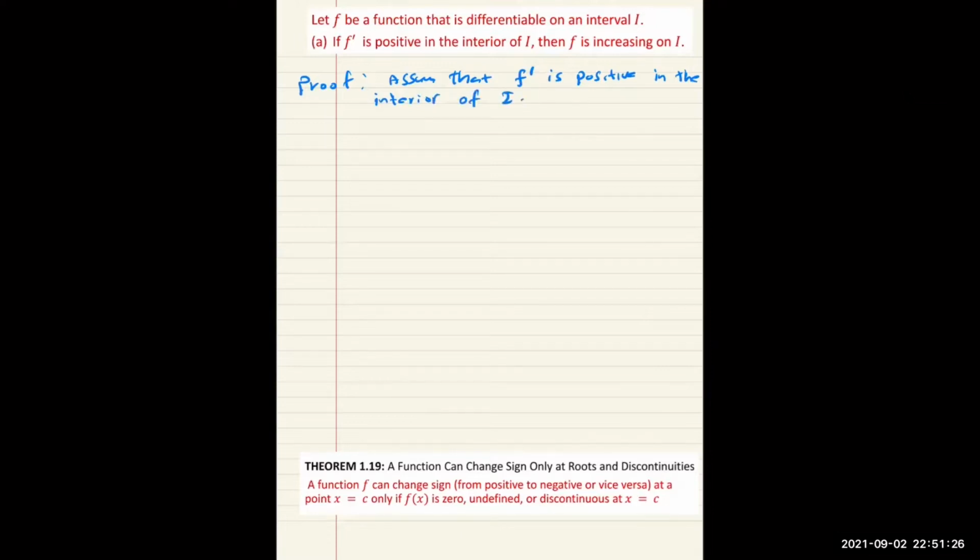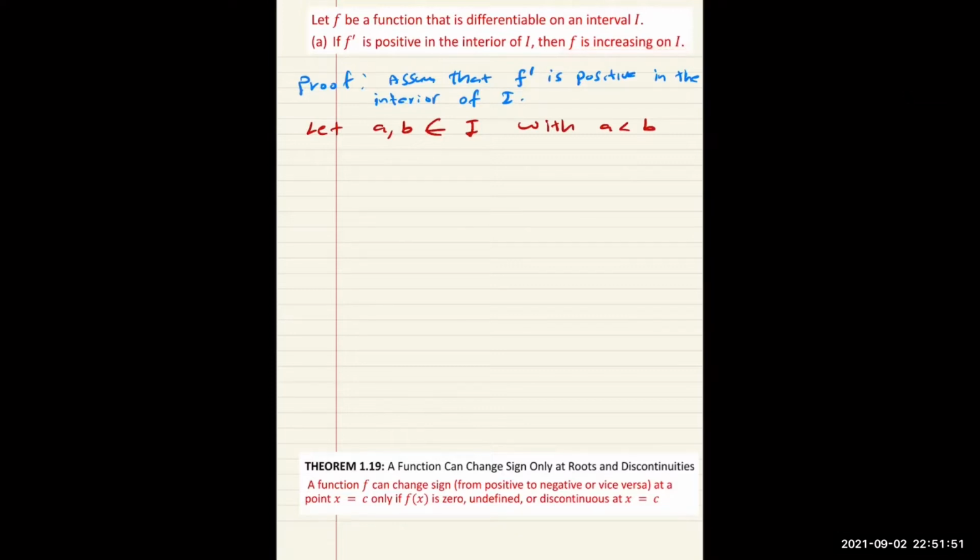Now I'm going to take two values from the interval I. Let a, b be two values from the interval I with a less than b. Then to show that f is increasing on I, that's what I want to show.